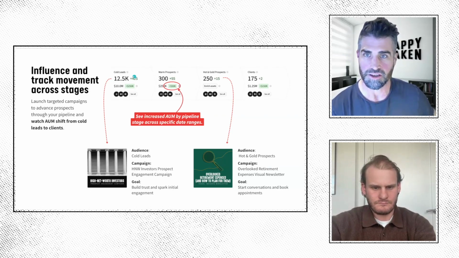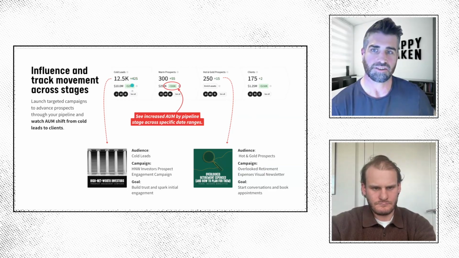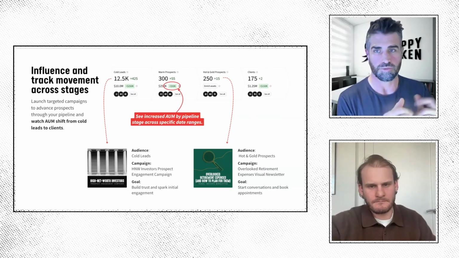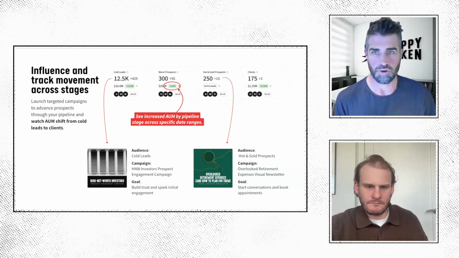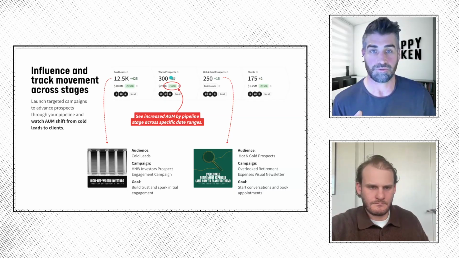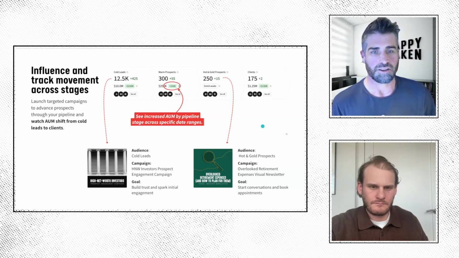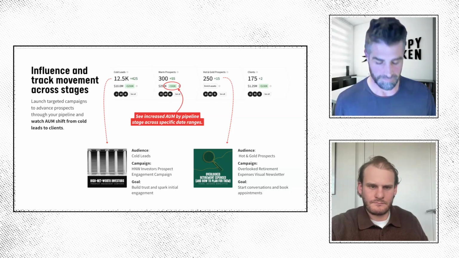See if I can get this here. So you can see my cursor moving, but that plus 425 next to the 12,500 is showing you, within that selected date range, what was the movement. This many new cold leads came in, this many, 55, cold leads turned into warm prospects, and so on, right? So it's a really valuable tool to get really tactical with your marketing and actually know what's working.